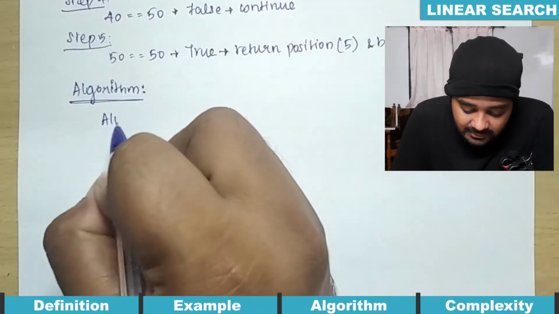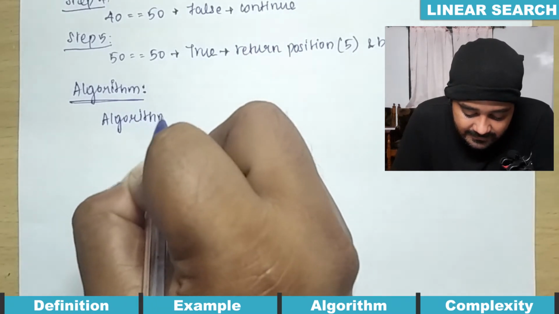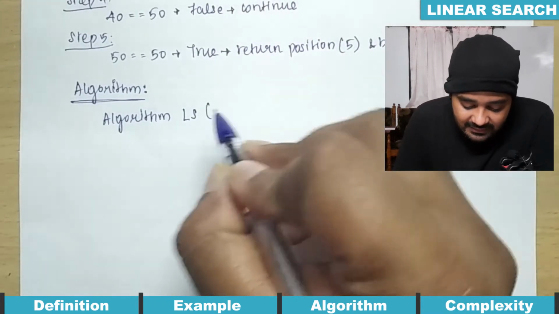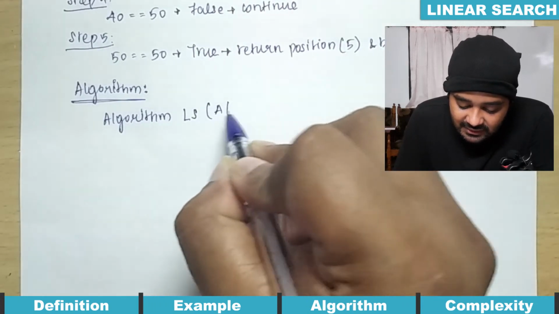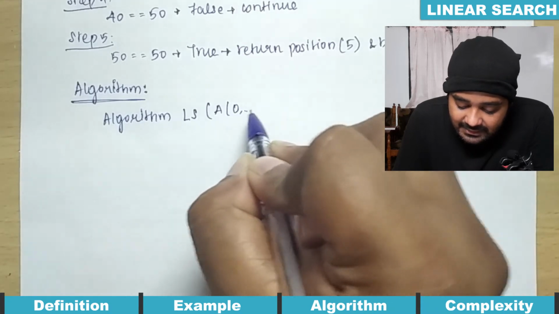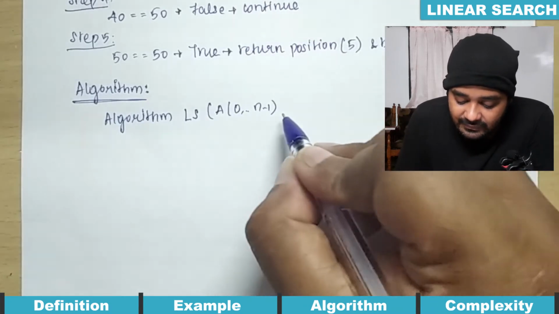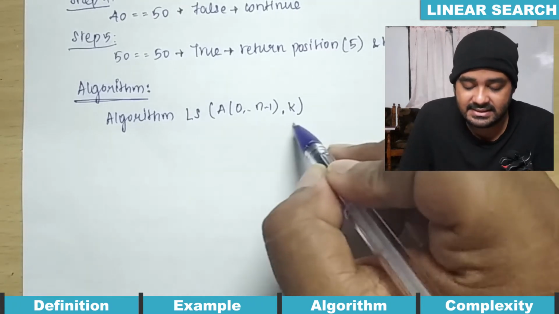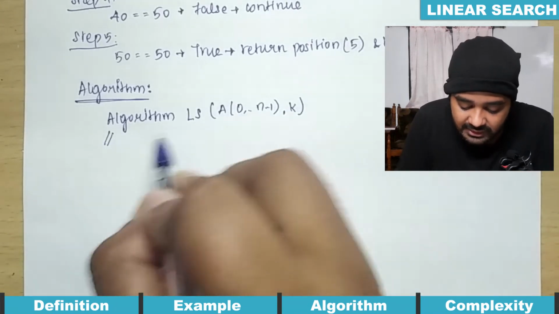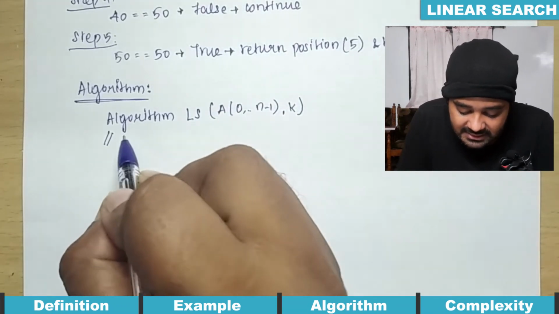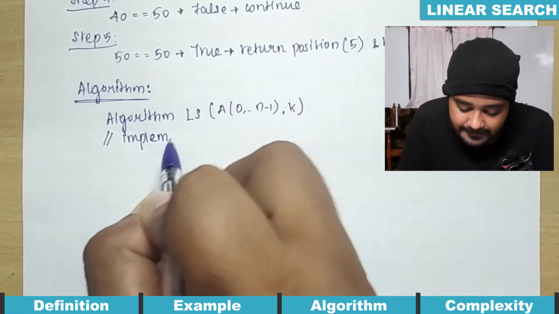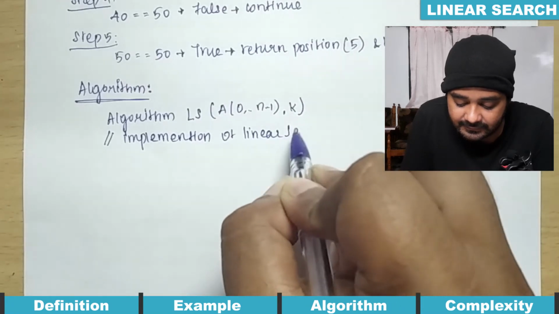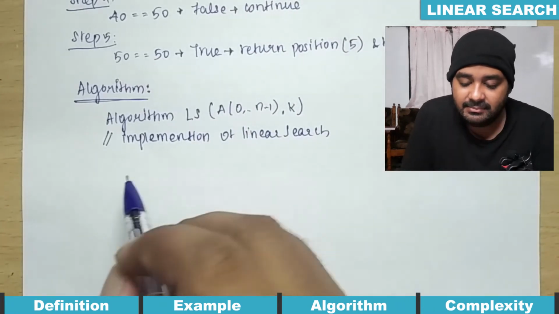Okay, so the algorithm always starts with the keyword algorithm. Okay, so I just abbreviate linear search as LS. So what are the values which I'm going to give? I'm going to give a list of elements, starting with A to N minus 1. The next element is the key element, so I name it K. Okay, so this is the search key which I want to find. Okay, so initially I have to go with the description, so this is the implementation of linear search.